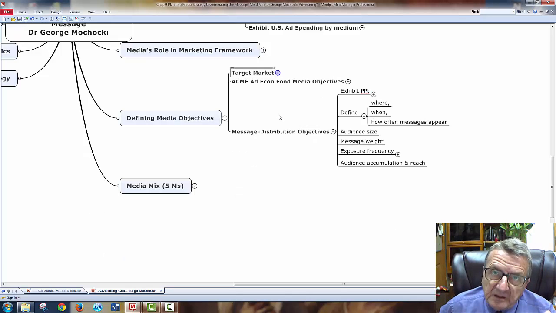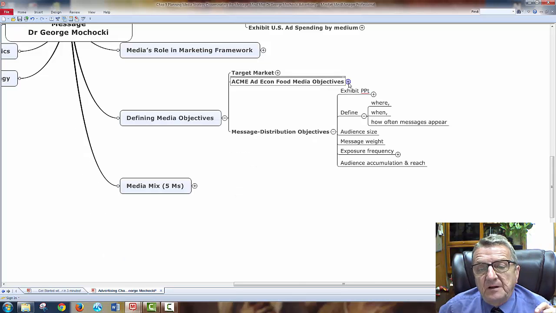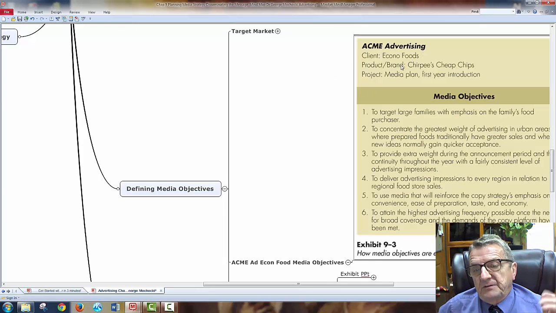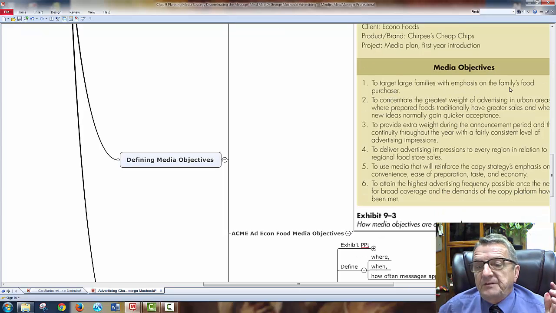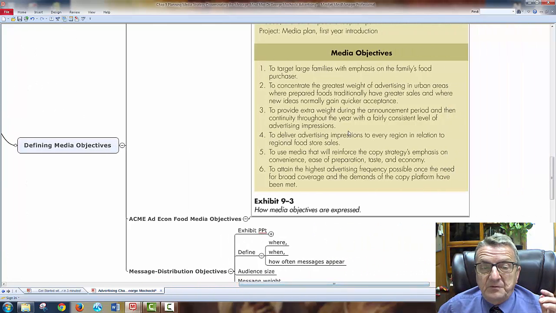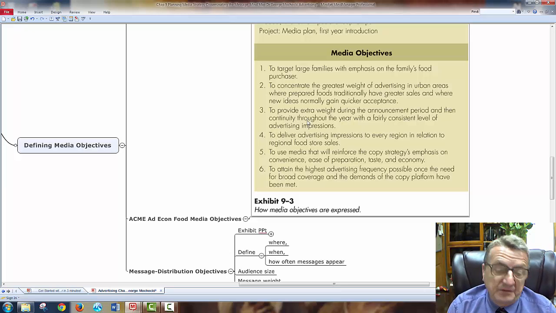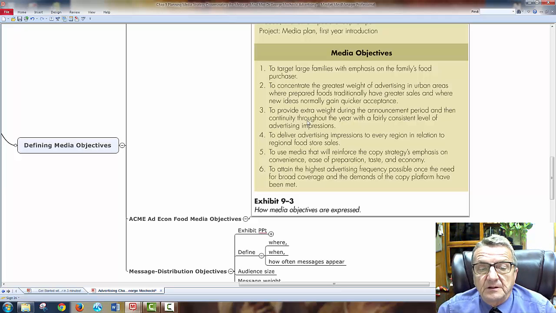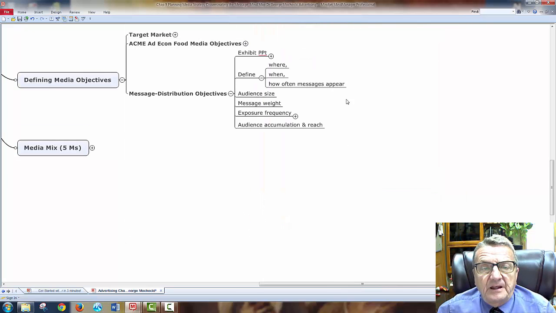Once I know who I'm targeting from an advertising standpoint, here's a media objective I'm looking at for Acme Advertising. That's for food. Target large families with emphasis on food purchases, concentrating on the greatest wealth of advertising in urban areas. That's where they want, the suburbs. They want where there's a lot of people concentrated. That's where my ads go, so I could saturate it. I have a higher exposure rate for less expense because there are a lot of people in an area, versus a suburb or a country or rural area or farm setting. And it just gives you some idea. So message distribution objectives: when, where.